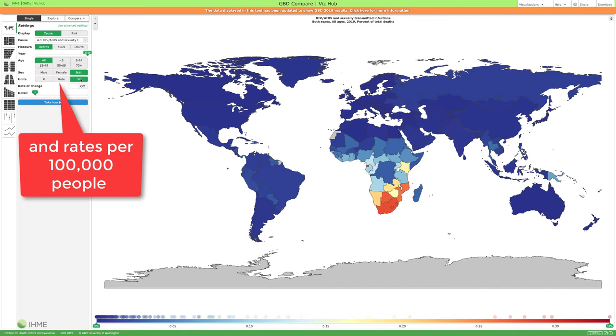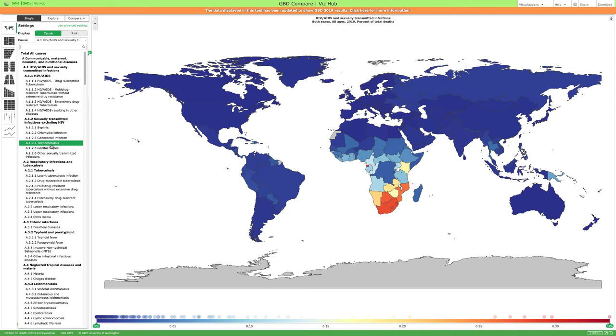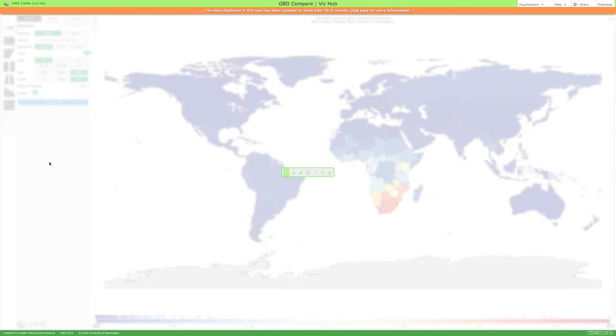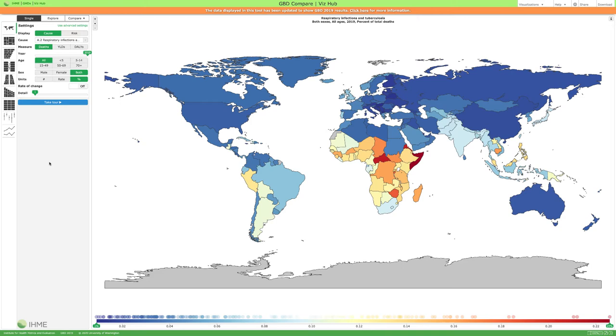Now let's look at something that might be more common: respiratory infections. Again, you can see the map changes a lot in Africa and some in other parts of the world, including, for example, the Philippines and India and Argentina.